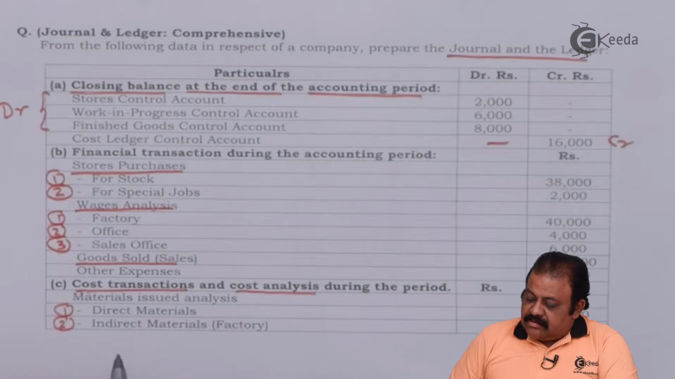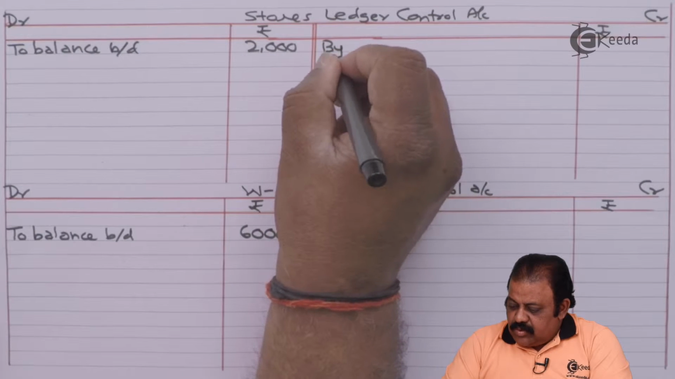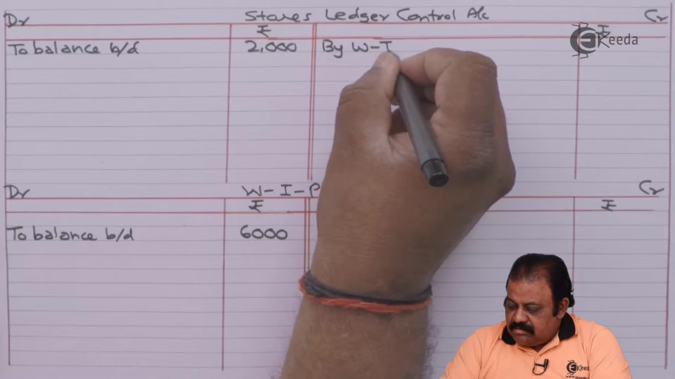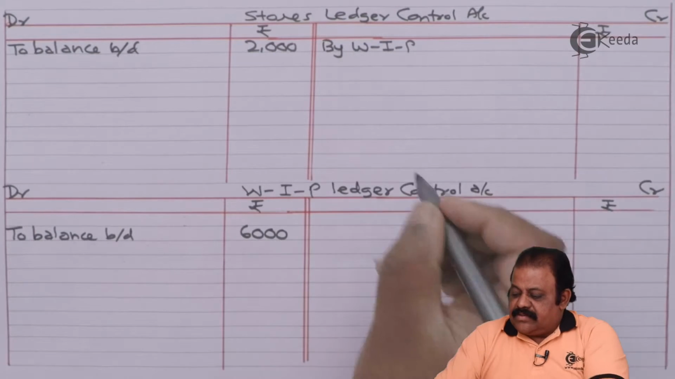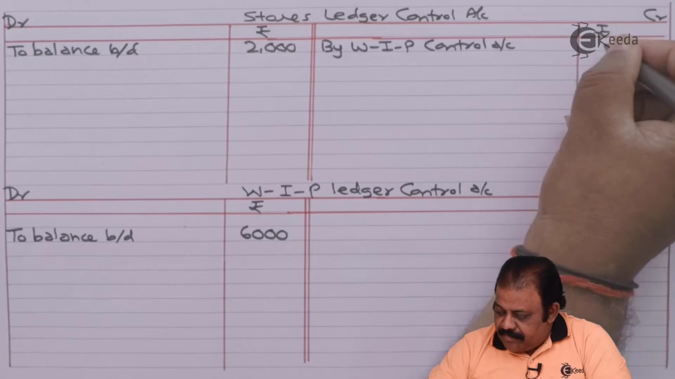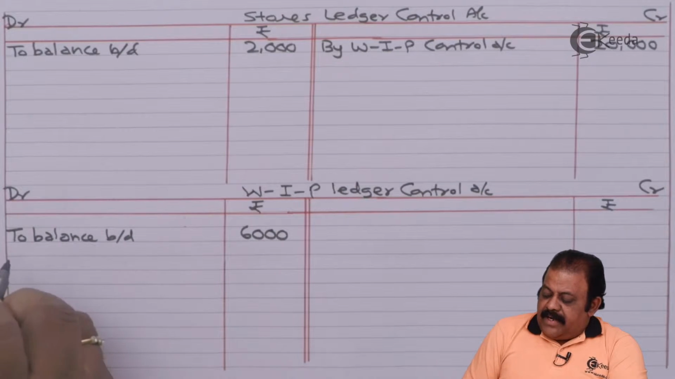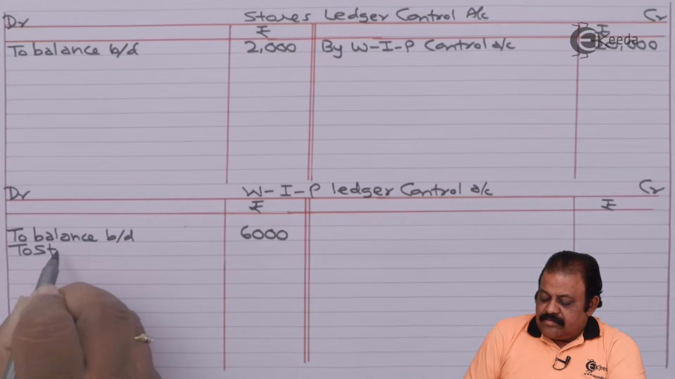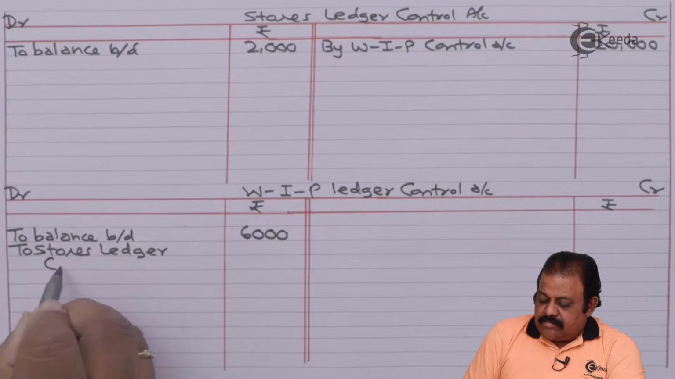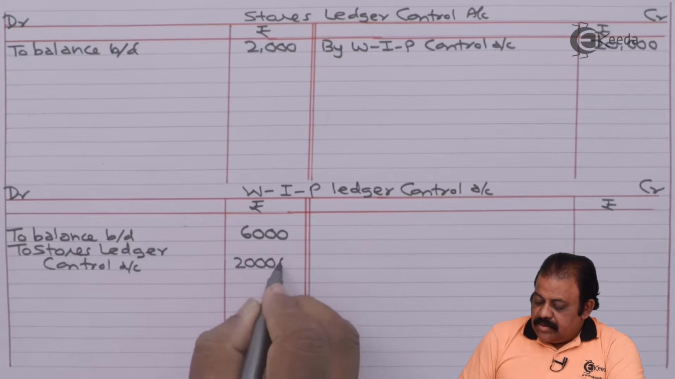Material issued analysis. Direct materials 20,000, indirect materials 10,000. Direct materials 20,000 will be credited to stores ledger control account as by work in progress 20,000. This will be debited to work in progress, to stores ledger control account 20,000.